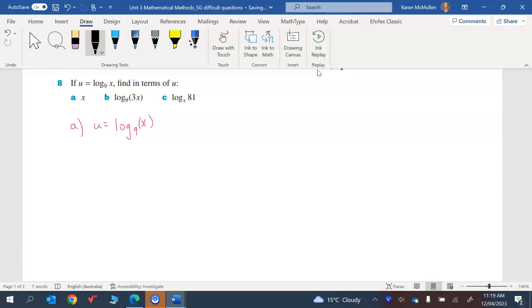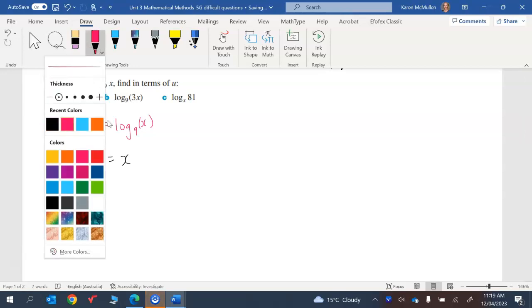All right, so we need to get u in terms of x. So we want to get x on its own. So I take base 9 of both sides. So base 9 of log base 9, they cancel out. So x is just equal to 9 to the power of u. So quite an easy one there. Let's do B.